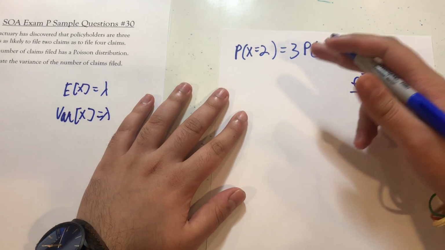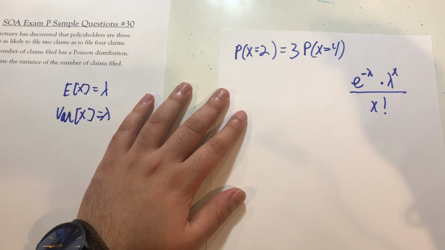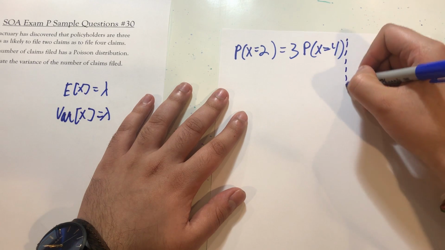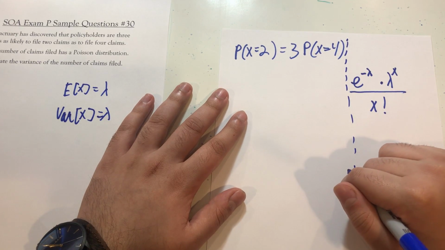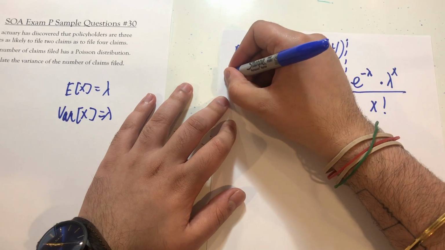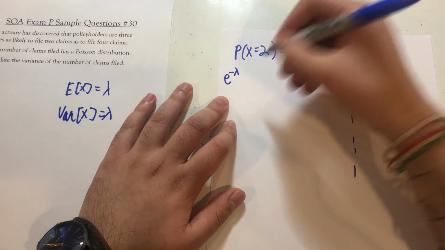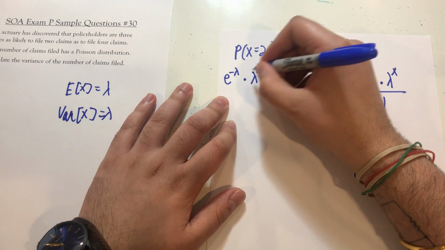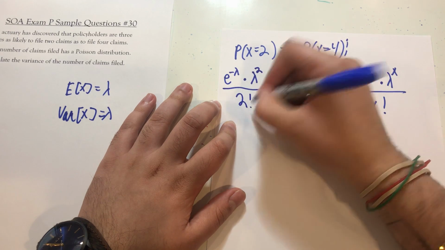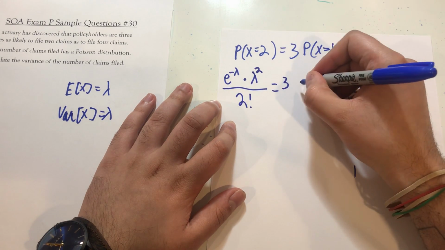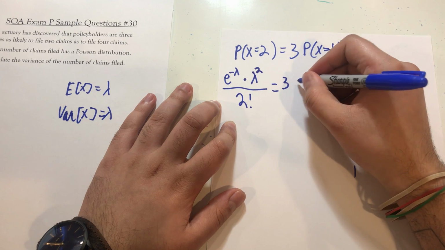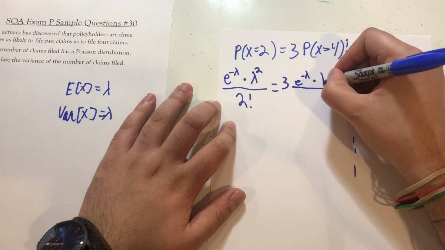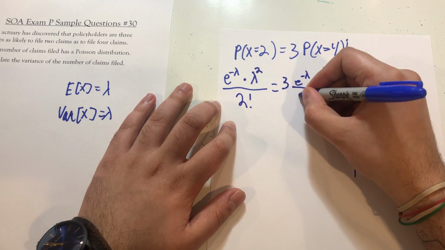Okay, so let's go back to calculating this. Right, so the probability that x equals 2 should be the following, because what we're essentially trying to do is use this to calculate lambda. All right, I'll just draw a little border here so that doesn't get confused. So the probability that x equals 2, e to the negative lambda multiplied by lambda to the x power, which is 2, over 2 factorial, equals 3 multiplied by the fraction e to the negative lambda multiplied by lambda to the 4th over 4 factorial.